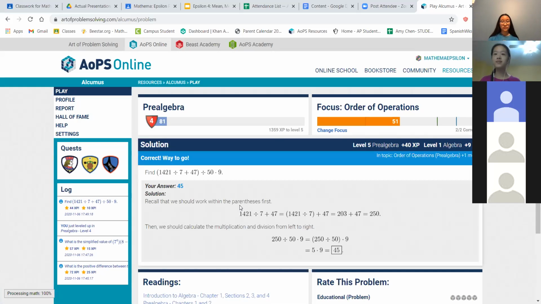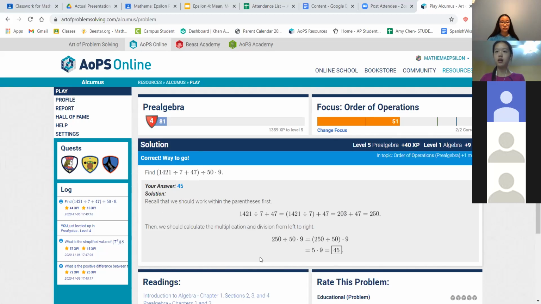Good job. So the first step in the order of operations, PEMDAS, is the P, so parentheses. So first we're going to look at the parentheses. And next we should look at the multiplication and division. There's no multiplication here, so just look at this division sign. So we would first do 1,421 divided by 7, and that equals 203. So that simplifies to 203 plus 47, which equals 250. So now our whole parentheses thing equals 250.